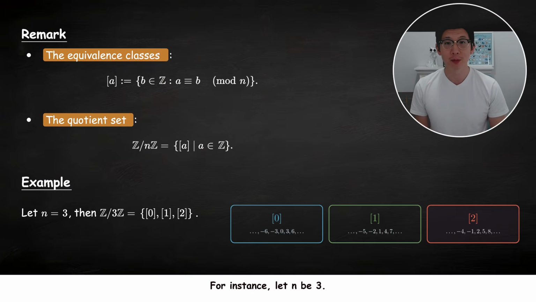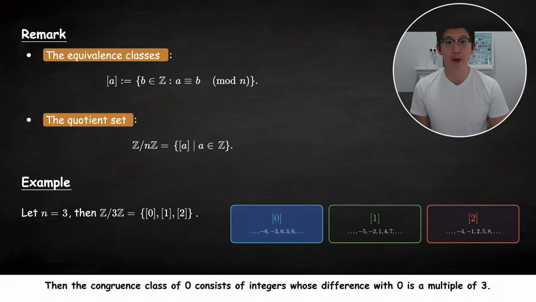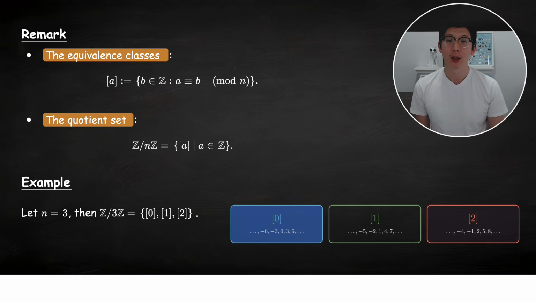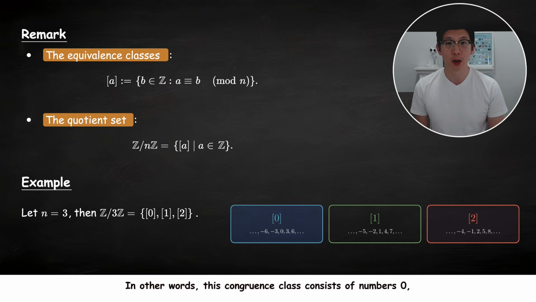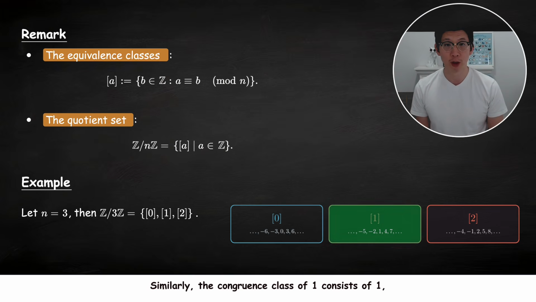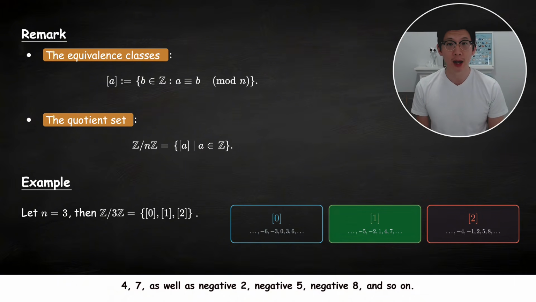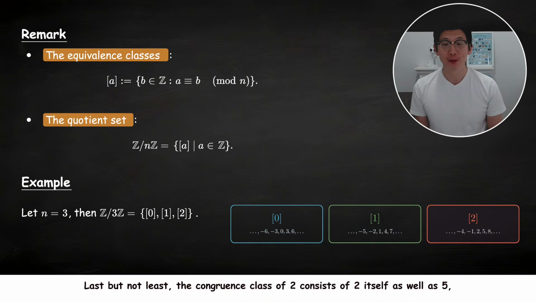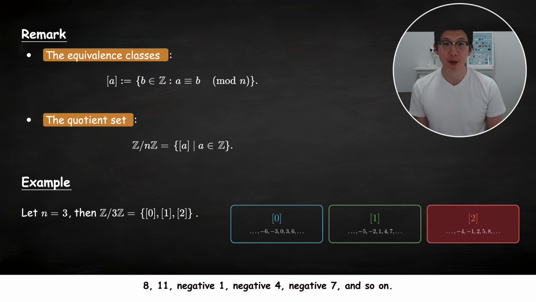For instance, let n be 3. Then the congruence class of 0 consists of all integers whose difference with 0 is a multiple of 3. In other words, this congruence class consists of numbers 0, 3, 6, 9, and so on, as well as -3, -6, -9, and so on. Similarly, the congruence class of 1 consists of 1, 4, 7, as well as -2, -5, -8, and so on. Last but not least, the congruence class of 2 consists of 2 itself, as well as 5, 8, 11, -1, -4, -7, and so on.